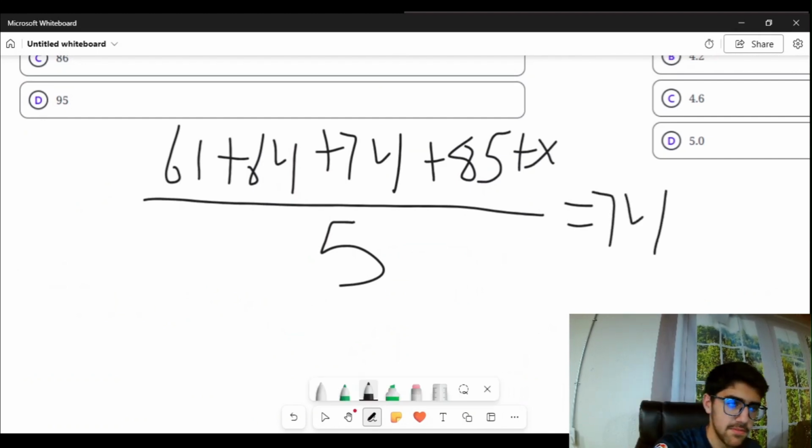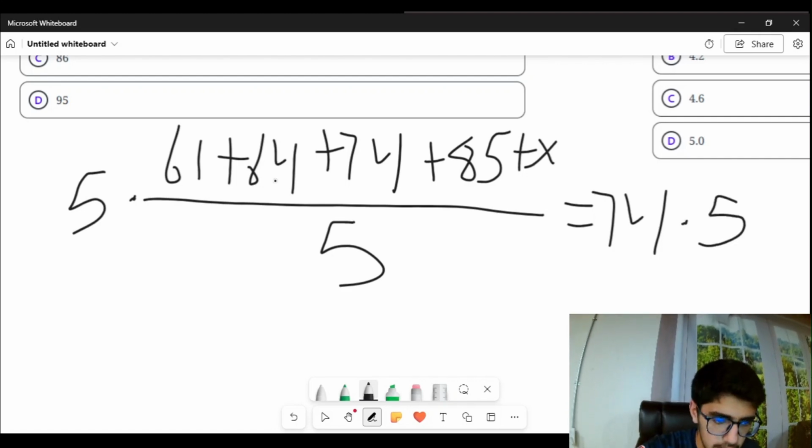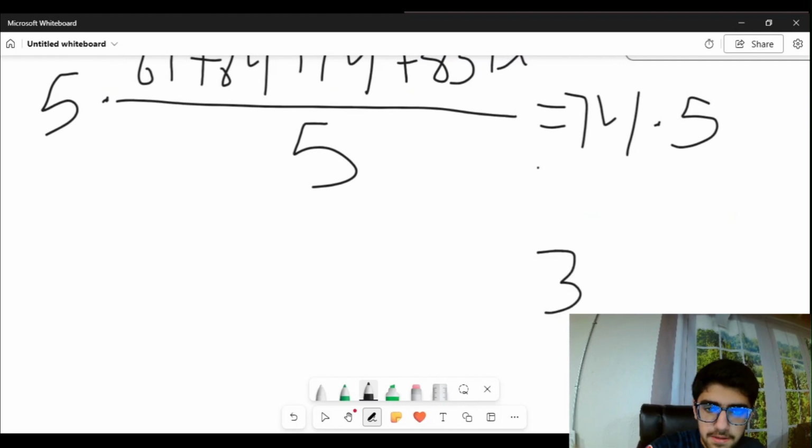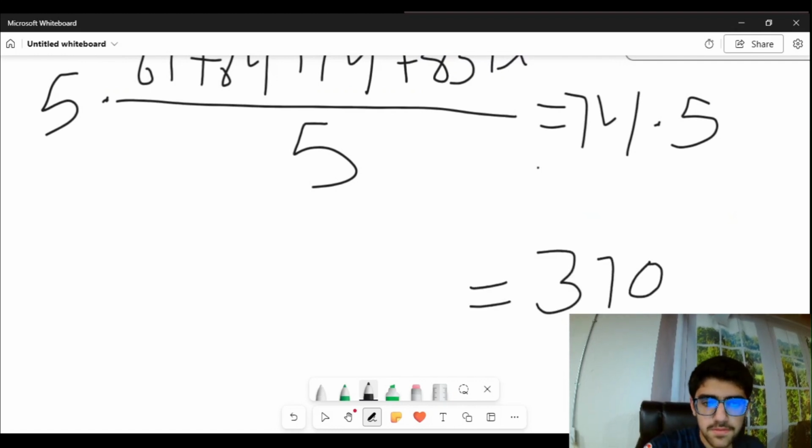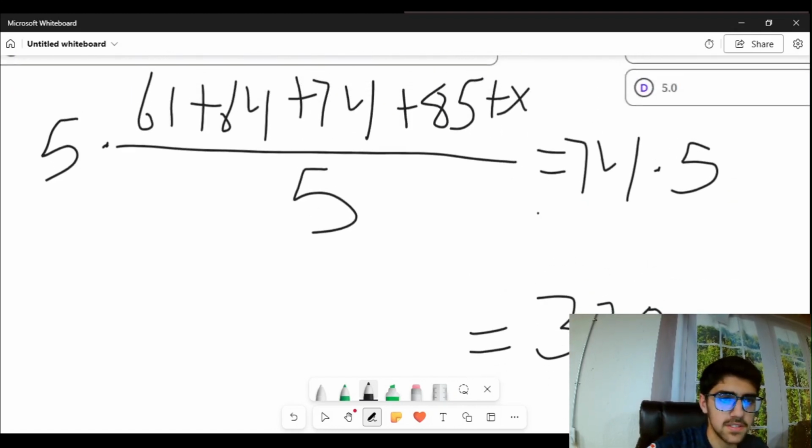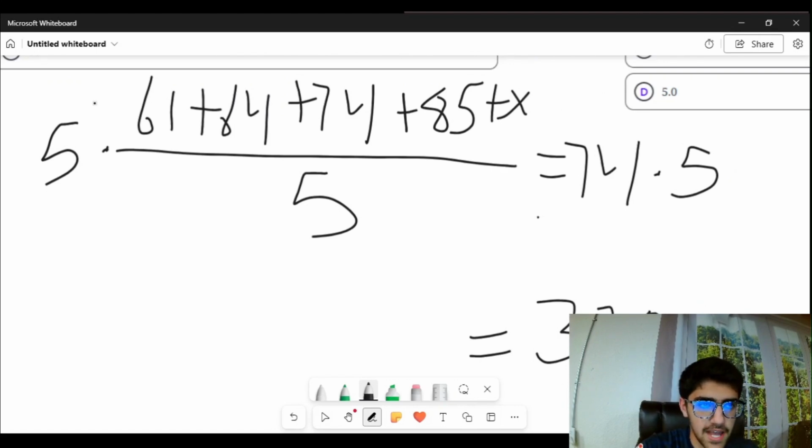So multiply both sides by 5. I'm going to use Desmos for that. 74 times 5. It's like 380, 370. So 370 is equal to 61 plus 64 plus 74 plus 85. I'm going to add these numbers. I'm going to add all the constants. I'm going to combine like terms, okay?